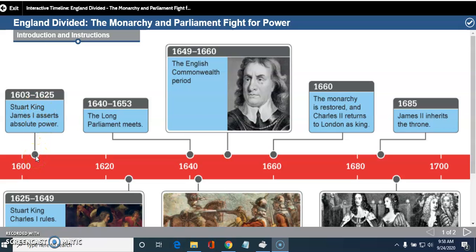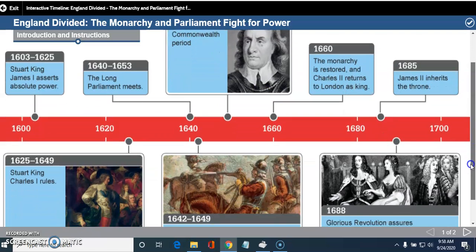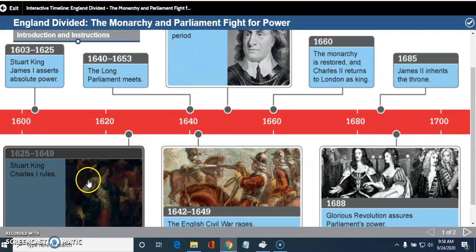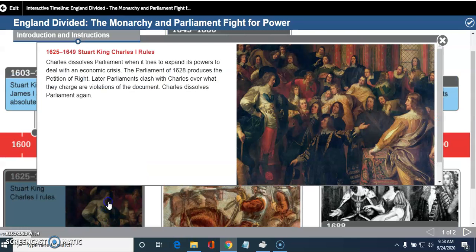They start declaring that they rule by absolute right. And this period is from 1603 to 1625. That's James I. And then his son Charles becomes heir to the throne, and he starts asserting his power. And you can see this is what he did.